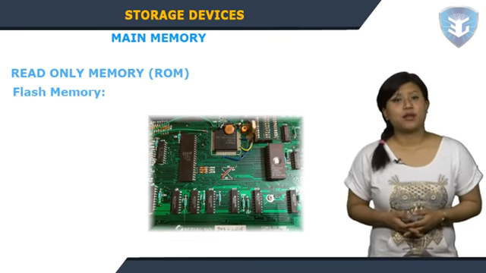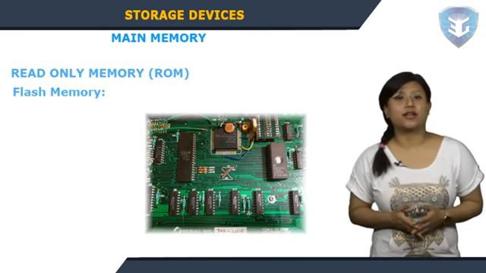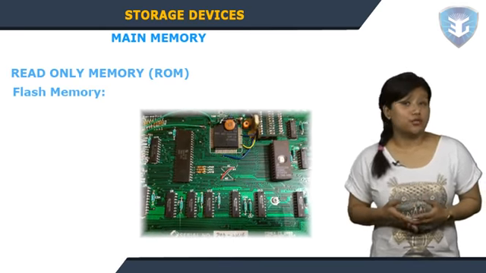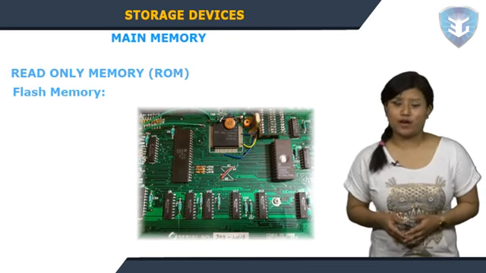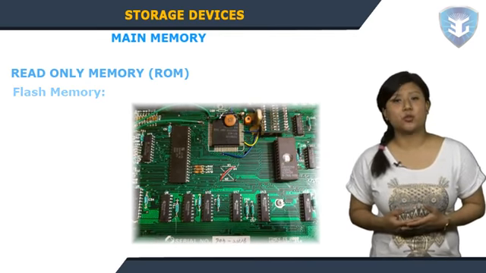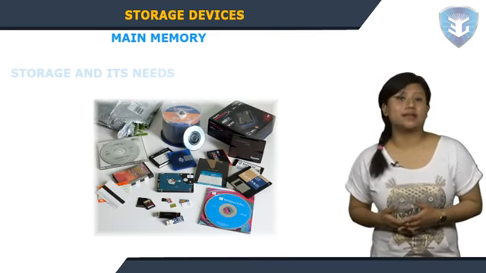Flash memory. Flash memory is a small variant of electrically erasable programmable read-only memory. These memory chips are the latest known storage devices that are available in capacities ranging from 1 MB to 512 MB. Storage and its needs.